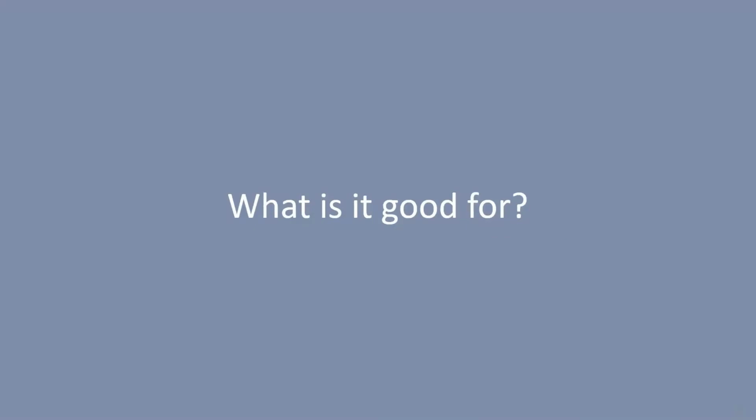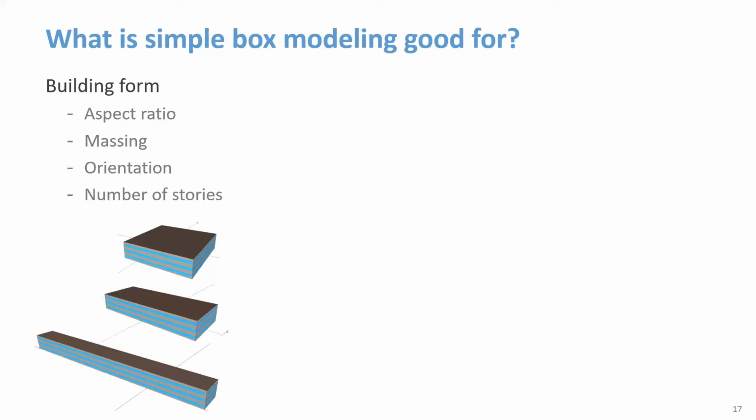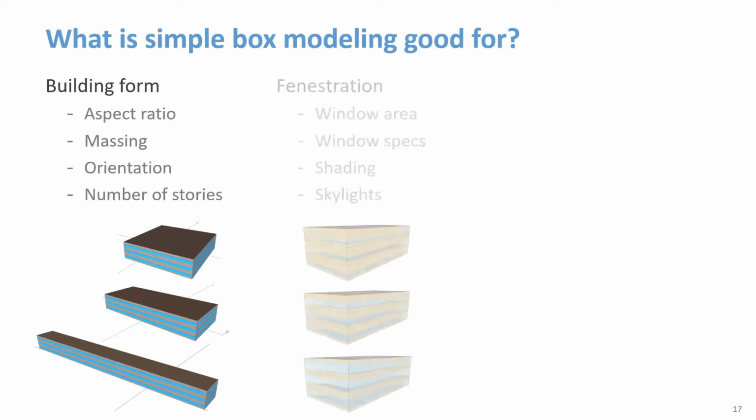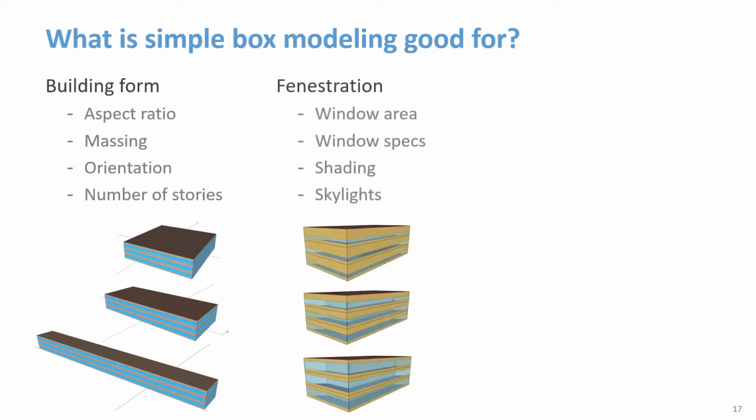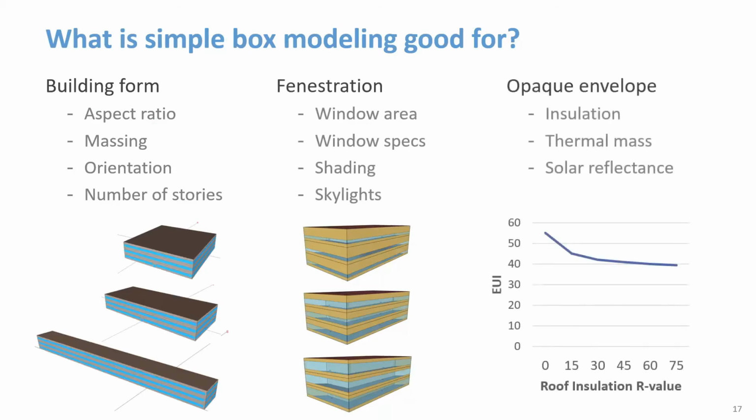Simple box modeling, what is it good for? The most common subjects for simple box model analysis are aspects of the architectural design. So things such as the building form or the fenestration design and opaque envelope component specifications. So, what makes it good for these kinds of analyses?